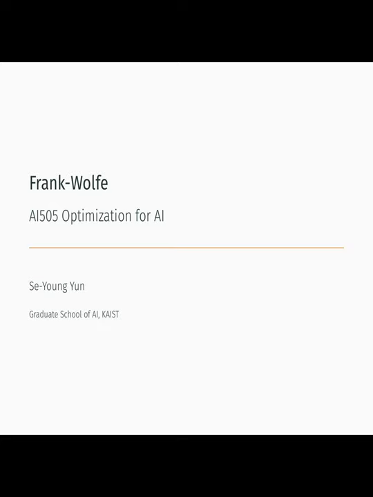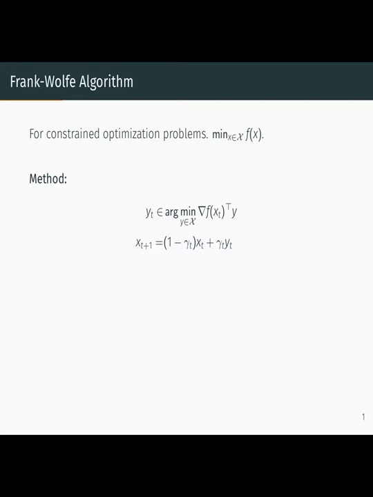In this video, I will introduce an alternative optimization method for smooth functions under a convex constraint set. This was introduced by Frank and Wolfe in 1956. The Frank-Wolfe algorithm is designed for convex optimization with a convex constraint set. The method is very simple.